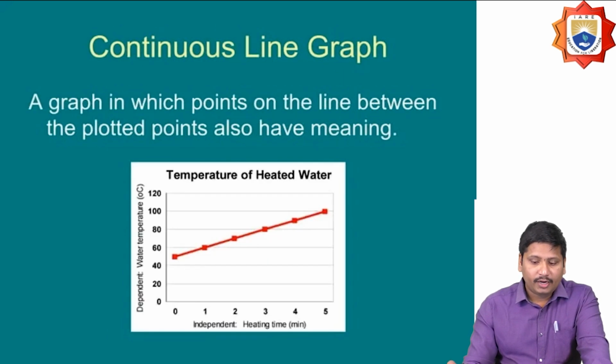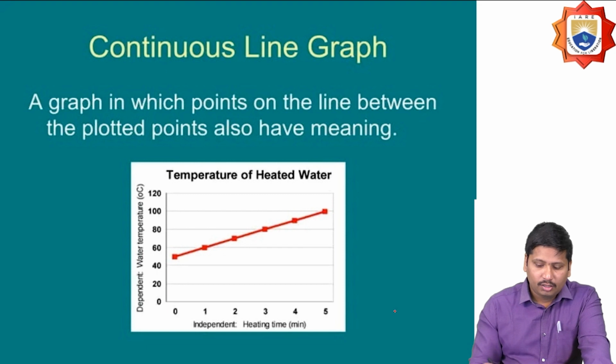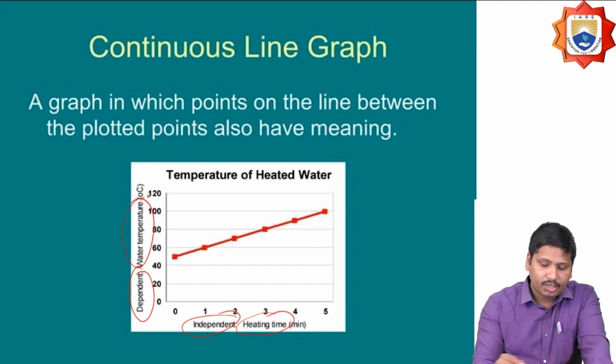And the continuous line graph: like this, we have different types, the broken line graph and the continuous line graph. Here also it's the same thing, where the points are joined by a line between the plotted points, having some meaning. On the x-axis I take the independent variable, that is heating time, and for the dependent variable I take the water temperature.